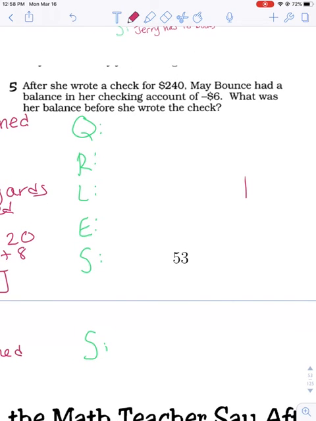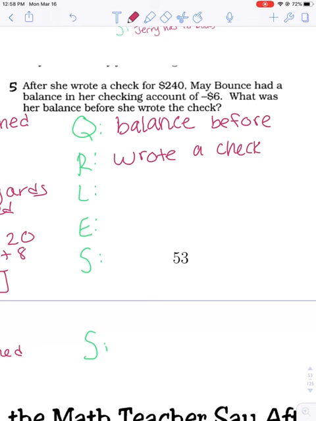All right, so quantity would be balance before. We know how much she wrote the check for. We know how much she ended up with. We don't know what she started with. Relationship, there's not a lot of good words here, but I would say wrote a check. That's the action word in the sentence. And that could be plus or minus. Let x be balance before.